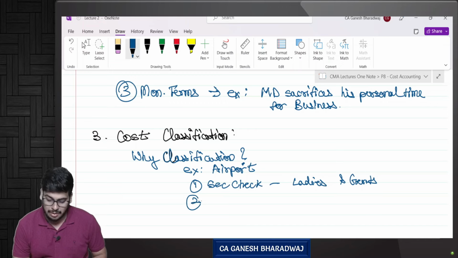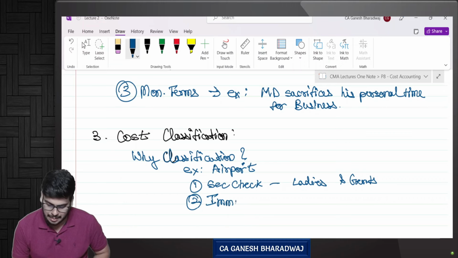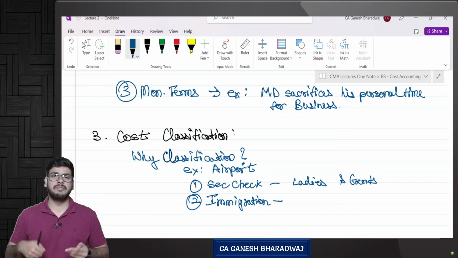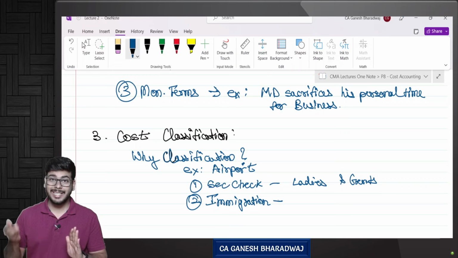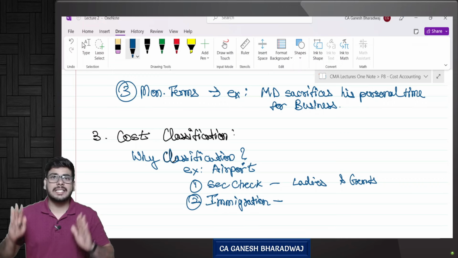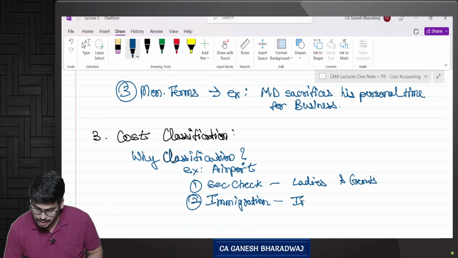Now, then there will be another place called immigration. If you are traveling abroad, there will be another place called immigration. In this place, they will check your passport, visa and all of that. Now in this immigration counter, the same human beings will be classified into Indian citizens and foreigners.